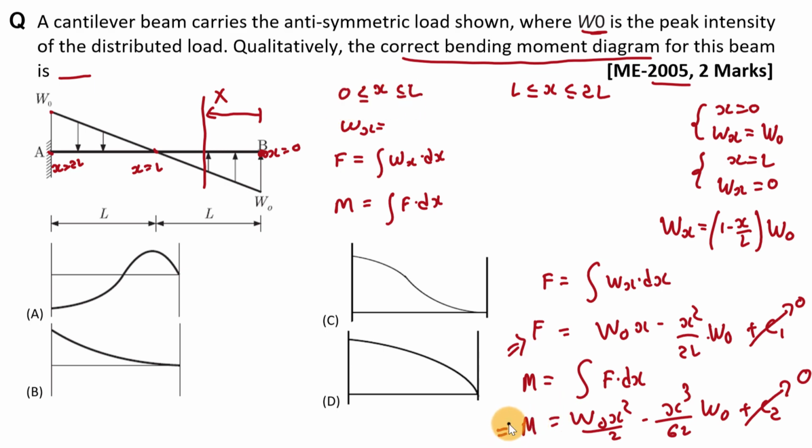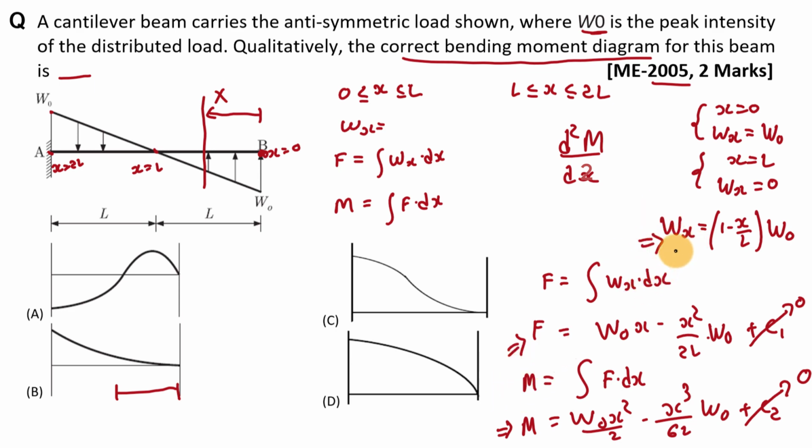Now from this expression we have to decide whether the curvature of this bending moment diagram in this interval will be in the upward direction or the downward direction. For that we have to take the double differentiation of this bending moment equation. If you take the double differentiation of M with respect to x, then it will be this expression.